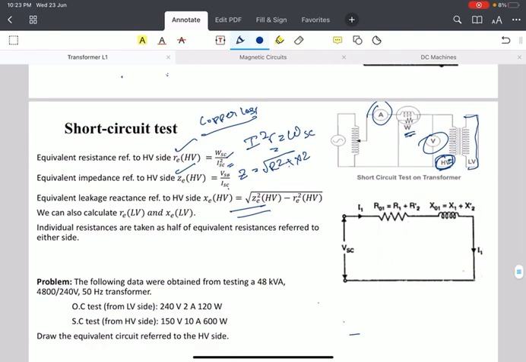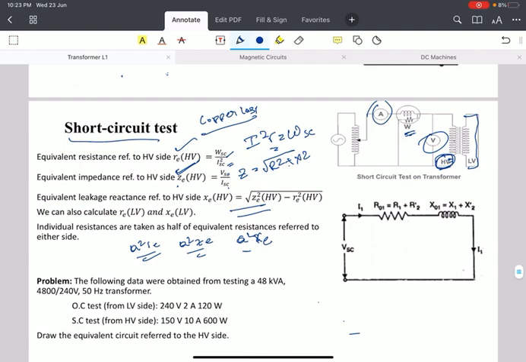Once you have found out this series impedance, which is the equivalent leakage impedance of the transformer, the equivalent leakage impedance with respect to the LV side can be found out by using A square into Re, A square into ZE, and A square into Xe. The equivalent copper loss component of the transformer of the primary can be found out by using this. So this is about the short circuit test.